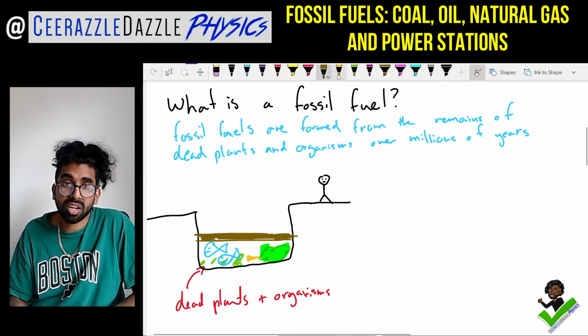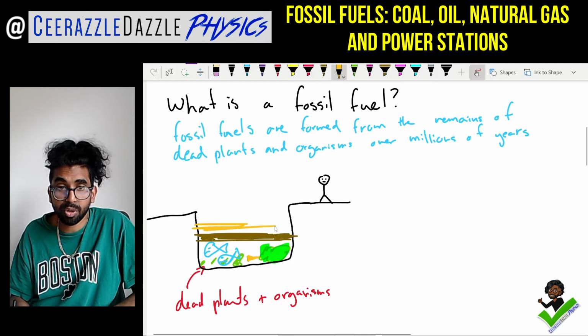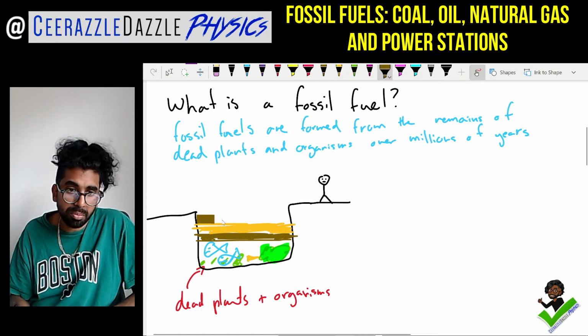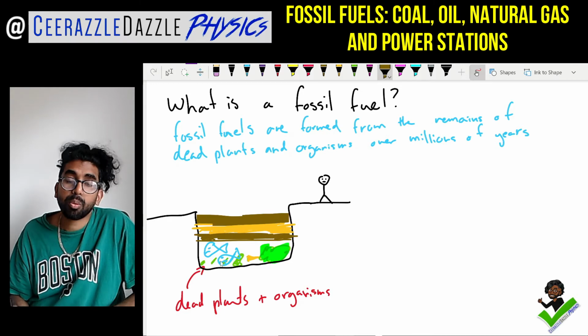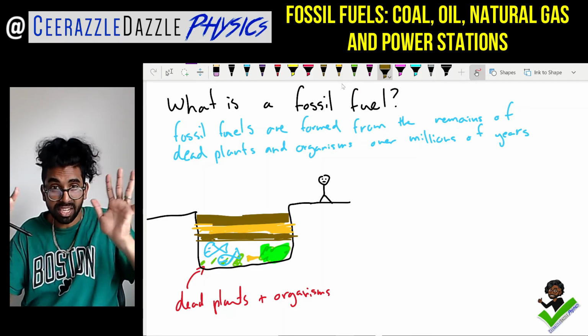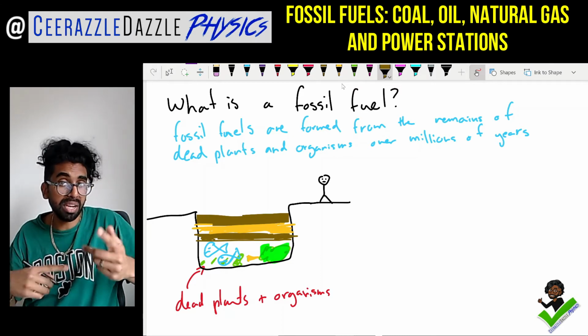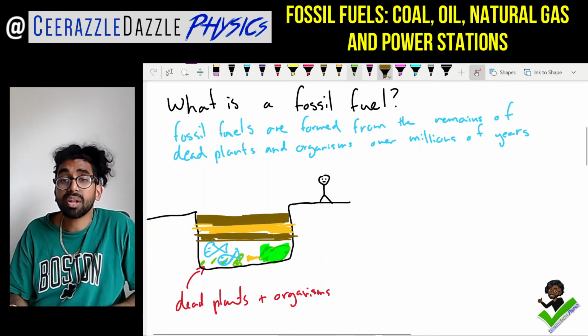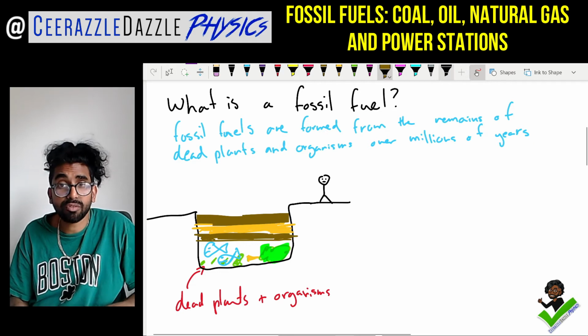I'm just going to change the color over here. Multiple layers build up as time goes on, and here's a thick layer on top. As the multiple layers build up, there's a lot of heat and compression, and over millions and millions of years, the dead plants and organisms turn into fossil fuels.